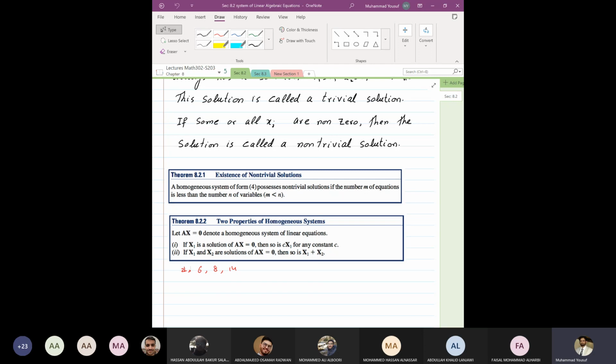Doctor, how is it possible to solve a system where the variables are more than the equations? Aren't we going to end up with infinitely many solutions? Yeah. So it is saying what? Possesses non-trivial solutions. Okay, I got it. Thank you.